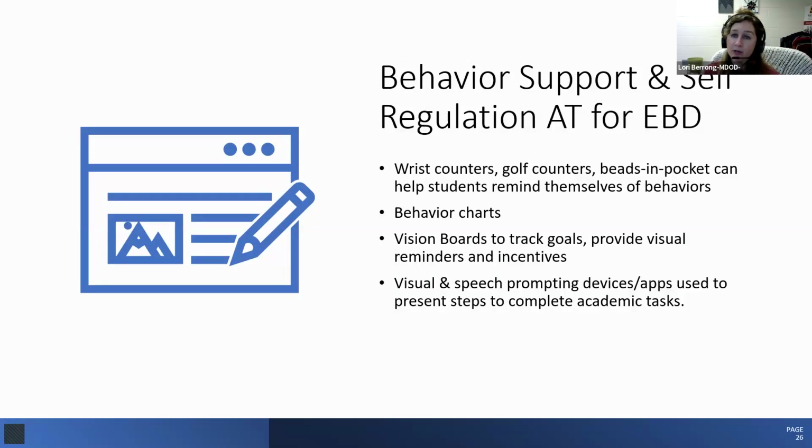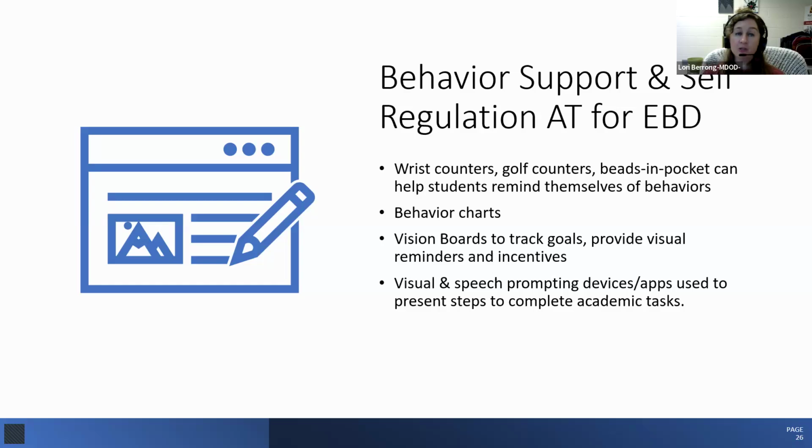Then there's behavior support and self-regulation ATs. So that can be wrist counters, golf counters, beads in the pocket, behavior charts, and vision boards to track goals. Visual and speech prompting devices or apps. There are task sequencing apps that can help with getting into the classroom. You need to do 1, 2, 3, 4, and 5 in the classroom in the morning. That sort of visual task sequencing can be really beneficial for some folks.